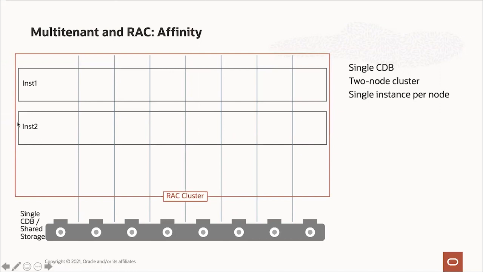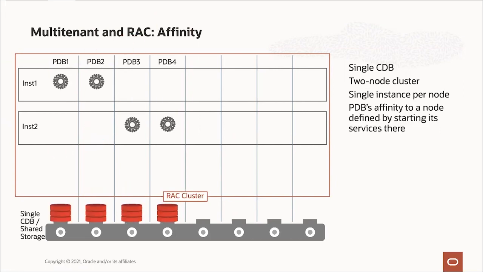So we've got instance 1 and instance 2 running on node 1 and node 2, sharing this common storage environment. And the first question then is, okay, where do the PDBs show up? We call this the affinity of a PDB to a node in the RAC cluster. And basically, the way that the affinity of a PDB to a node in the cluster is defined is by starting its services. So here we have PDBs 1, 2, 3, and 4.